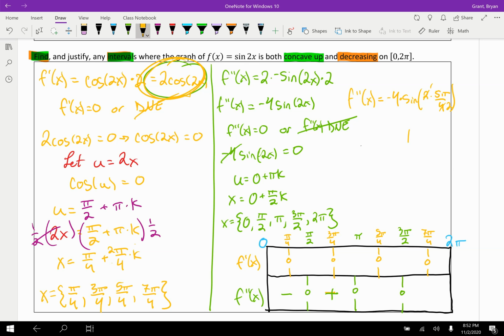Sine of 5 pi over 2, where the heck is that? 1, 2, 3, 4, 5 pi over 2. That's the same as pi over 2. Oh, are we just repeating again? That's awesome, because if we're just repeating again, then this has a very predictable pattern. Sweet.